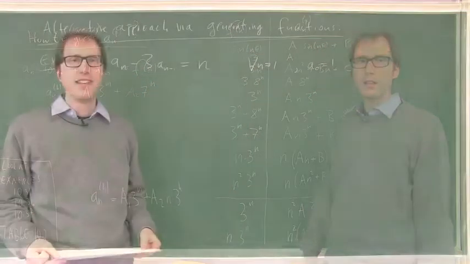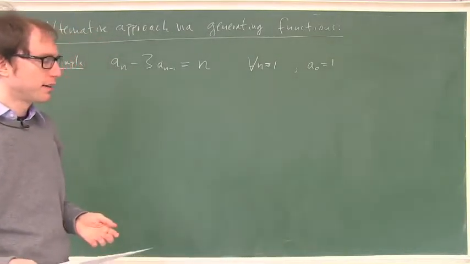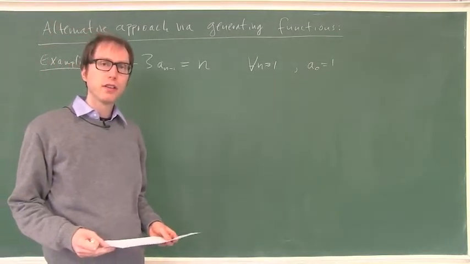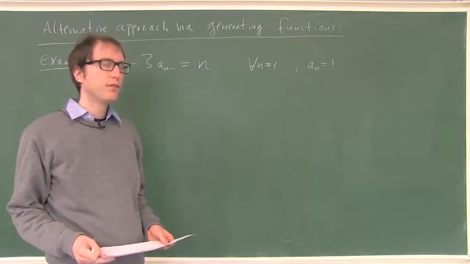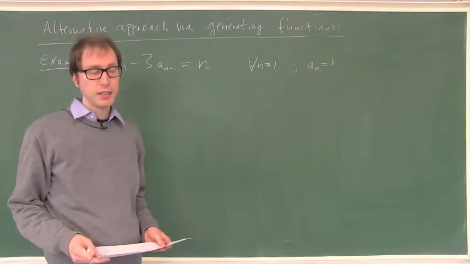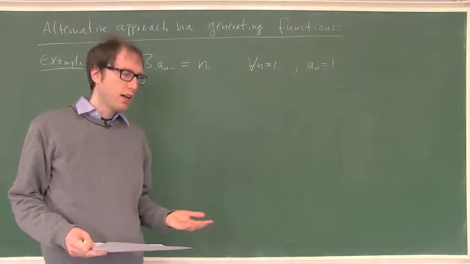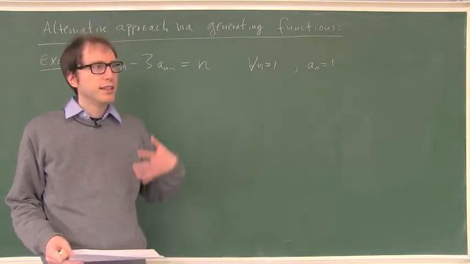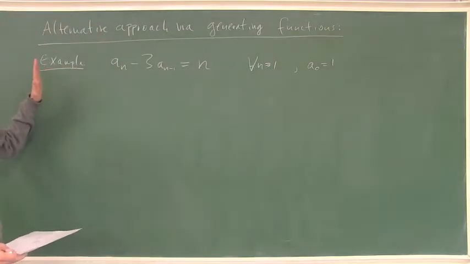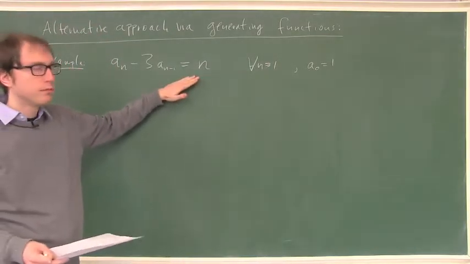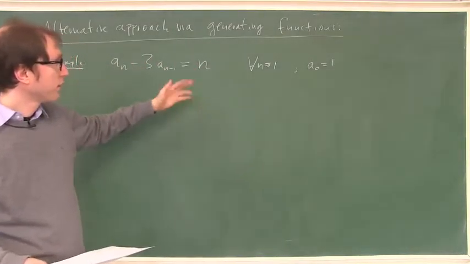Maybe some of you don't like this guessing part. So there's an alternative way to solve these non-homogeneous recurrence relations, and that involves generating functions. This is a different way to do it. It's a little more technical, more sophisticated, but it also is much more systematic. So let's look at this example here. It's just of order 1, but we will see how generating functions come in here.